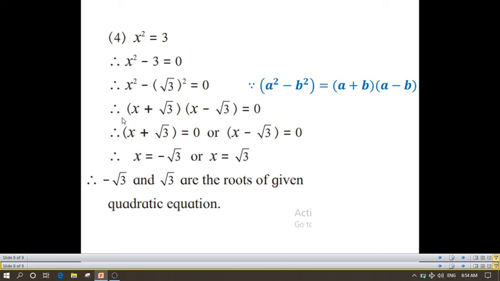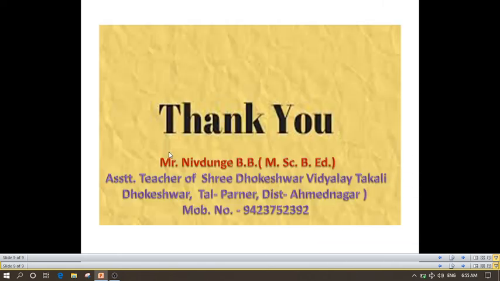Therefore, these are the linear factors, and the product of two linear factors is equal to 0. So one must be 0. So x + √3 = 0 or x − √3 = 0. Therefore, we have x = −√3 or x = √3. Therefore, −√3 and √3 are the roots of the given quadratic equation. So in this way, we can solve any quadratic equation by the factorization method. So thank you. We can stop here.